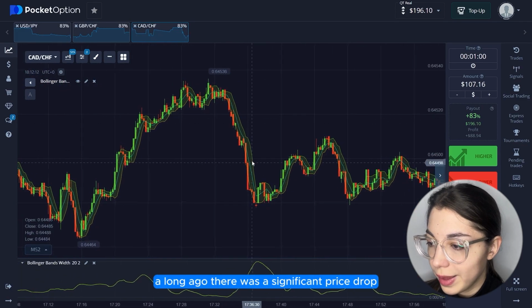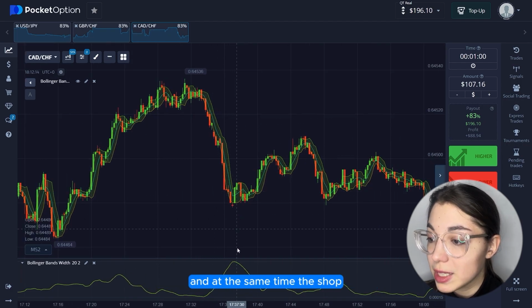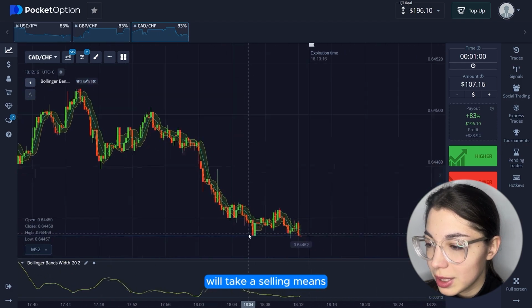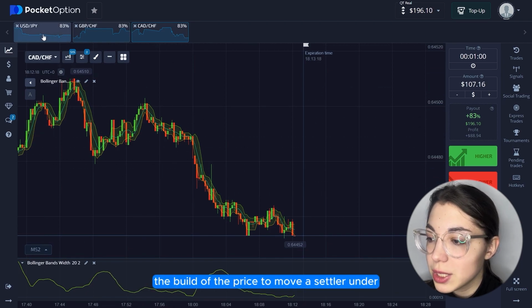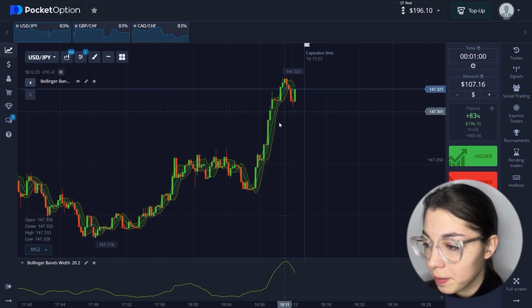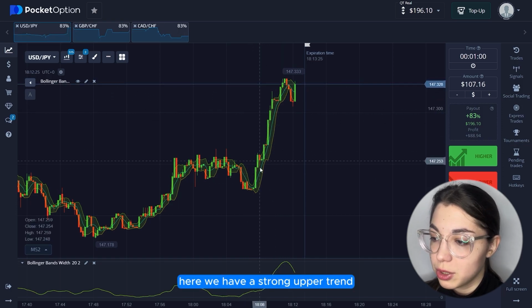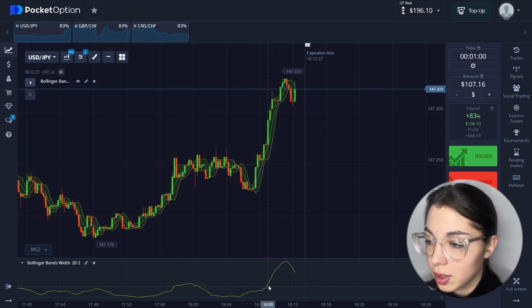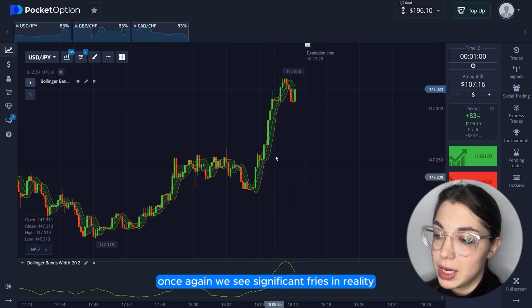Not long ago, there was a significant price drop, and at the same time, a sharp rise in volatility, which essentially means the inability of the price to move steadily in one direction. Let's move to another pair. Here we have a strong upward trend. Once again, we see a significant rise.